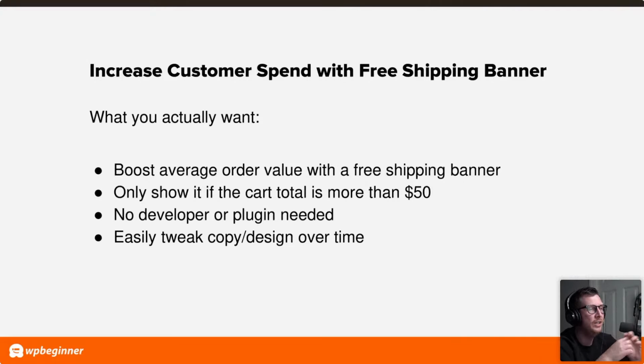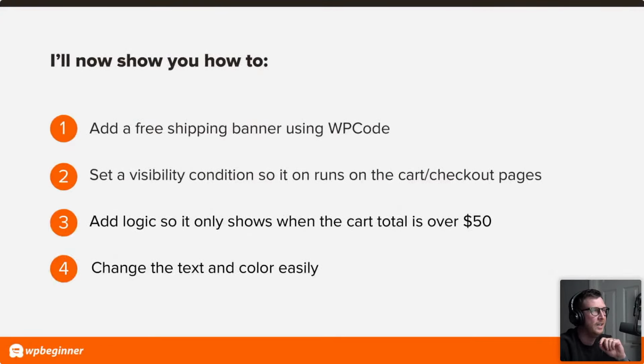You can only show it if the cart total is under $50, and there's no developer or plugin needed. And it's really easy to tweak this in WP Code. So what I'll show you now is how to add a free shipping banner using WP Code, and set a visibility condition so it only runs on the cart or checkout pages. I believe it's the cart page that we're doing this on.